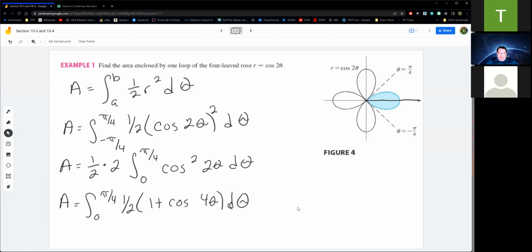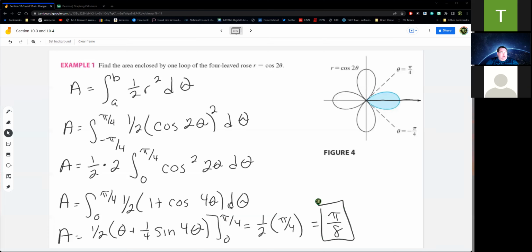So the nice thing is the 0 is going to cancel itself out, so I don't have to worry about the 0 part. So I've got 1/2 times pi over 4, and sine of pi is actually also 0. So this ends up being just pi over 8 is my area.